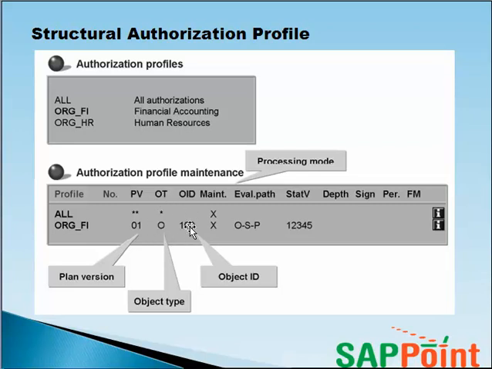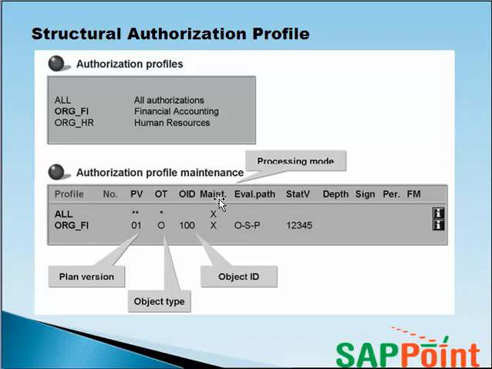Now in the object ID field, you enter the 8 character number of the start object if you are using the evaluation path. So in your structure profile, if you end up using the evaluation path, you have to specify this object ID. So let's say the starting object is the org unit, that is O. So you have to specify the starting org unit ID here under the object ID field. Now that is applicable if you are using an evaluation path.